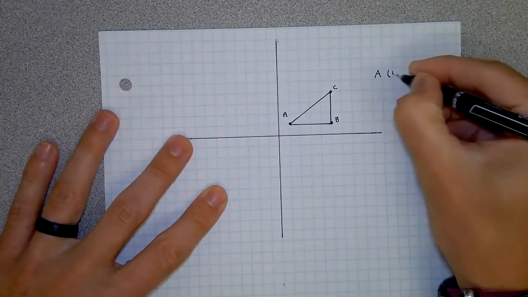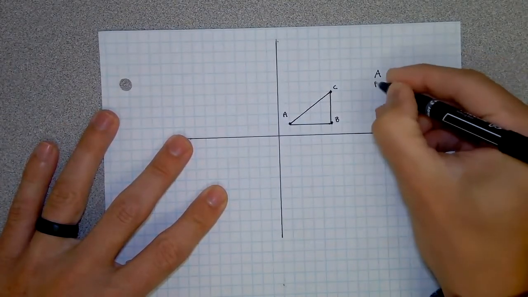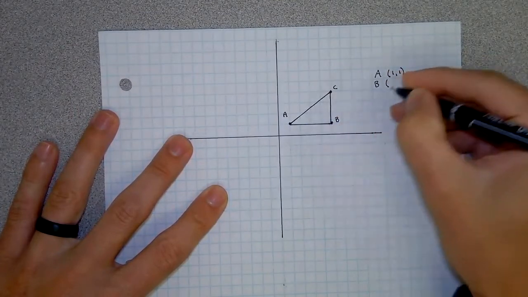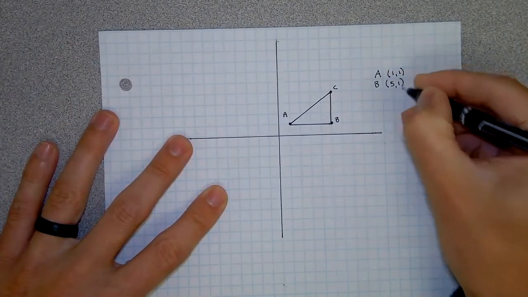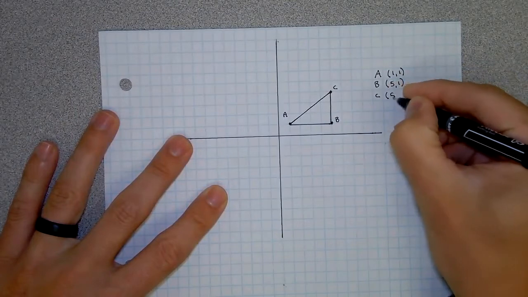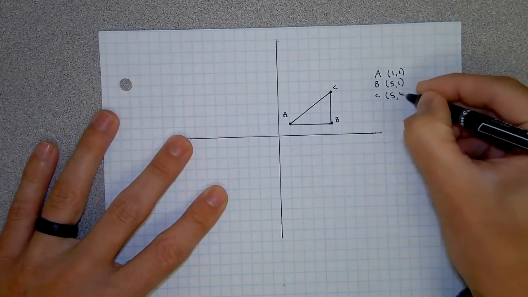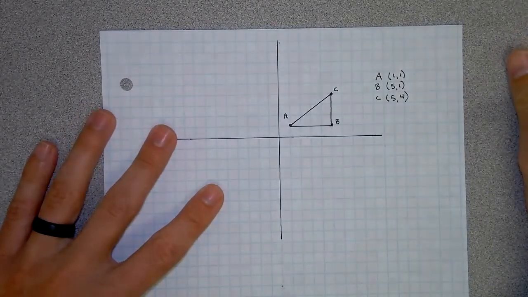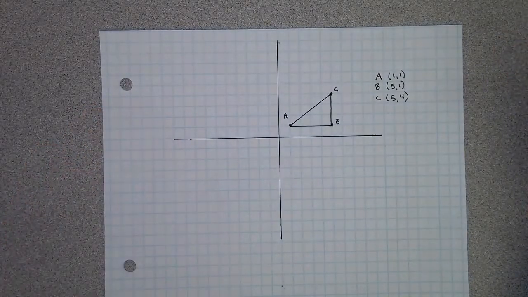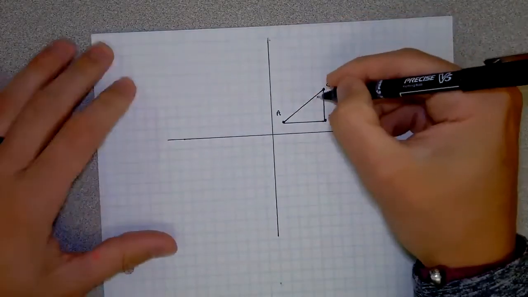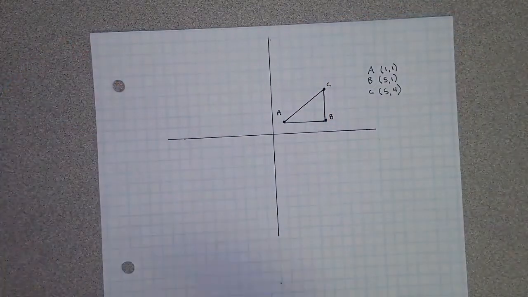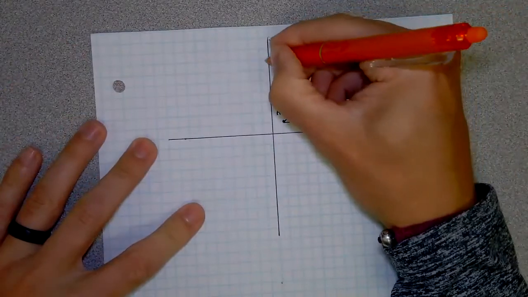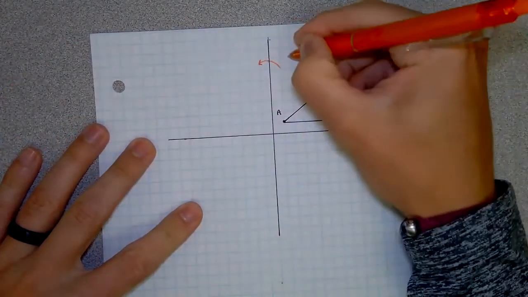So A is at 1, 1. B is at 5, 1. C is at 5, 4. Okay, so we'll do 3 different types of rotations. The first one, this is our original. Let's go 90 degrees counterclockwise.